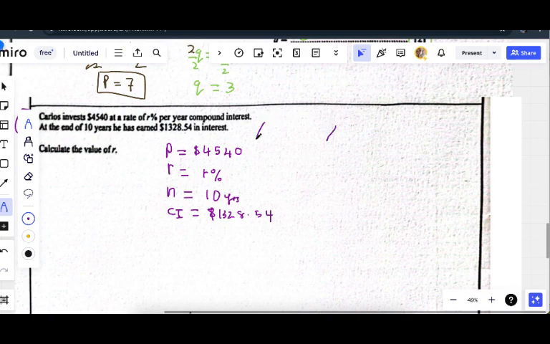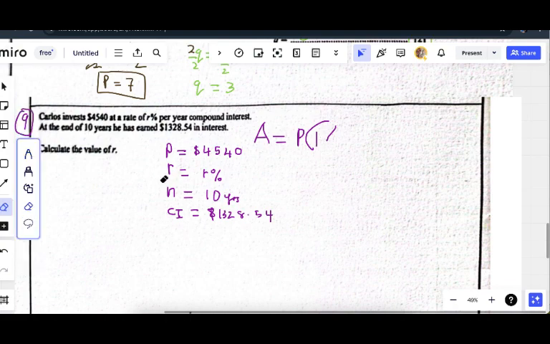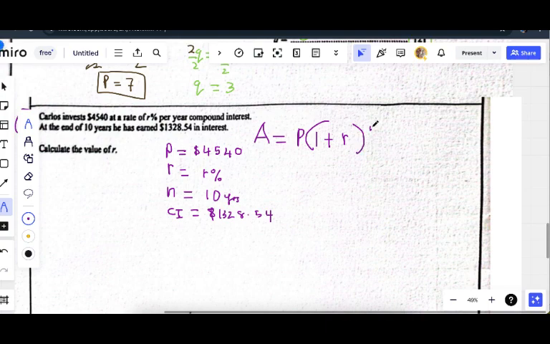The formula is amount equal to the principal into 1 plus R raised to power N, number of years. Because this is an appreciating compound interest. If it's a depreciating compound interest, we use minus here. Okay? But we are looking for R.